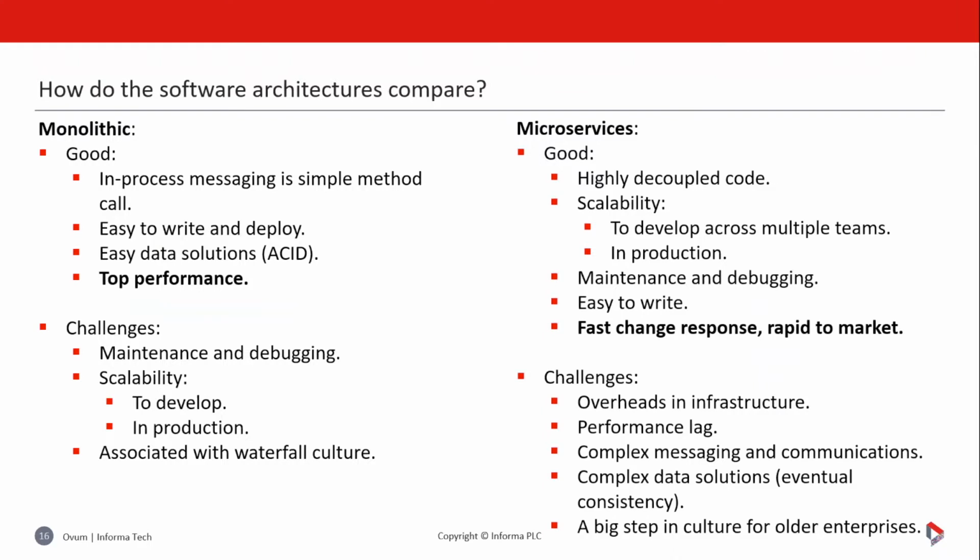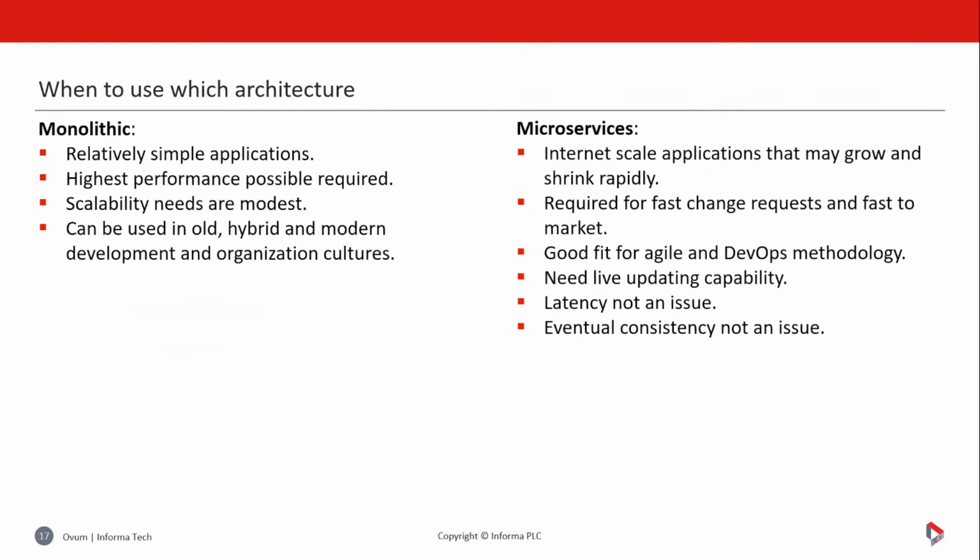And I've also mentioned the challenges: the overheads in infrastructure, the performance lag with microservices, the complexity of the messaging tools that we need to implement, eventual consistency for data transactions, and also some of the challenges around DevOps culture adoption and so on, which is still a challenge for large enterprises with legacy skills. And similarly, of course, we know that there are these challenges with monolithic. So I'm not going to go further into this, but the point is that there are these differences and you need to decide when to use one architecture versus another.